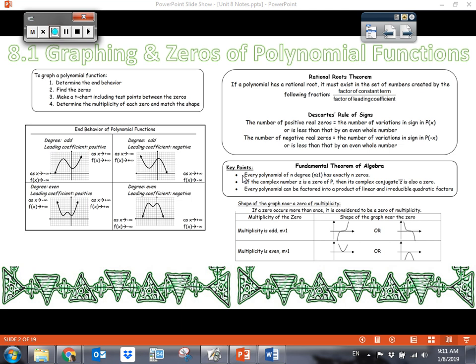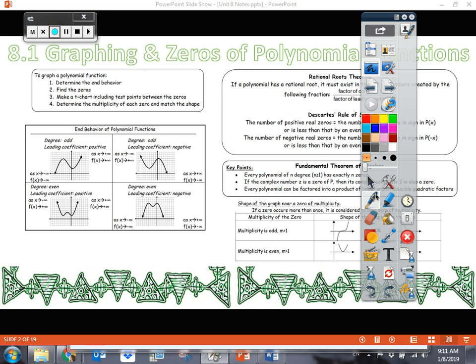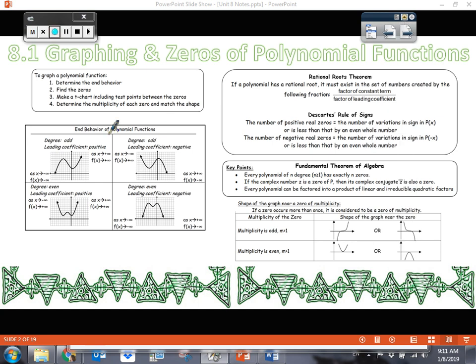The first thing I would want you to do to graph a polynomial is we're going to determine the end behavior. The end behavior you probably worked with last year. This is a little chart of end behavior, and I'm going to talk about end behavior in just a moment. So step 1 to graphing a polynomial function, you figure out what the end behavior is. Step 2, you find the zeros.